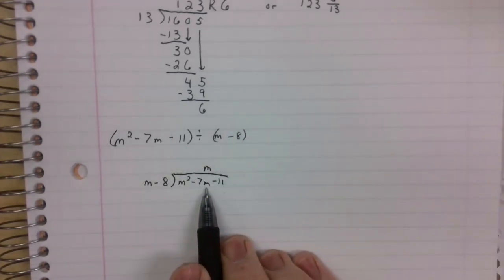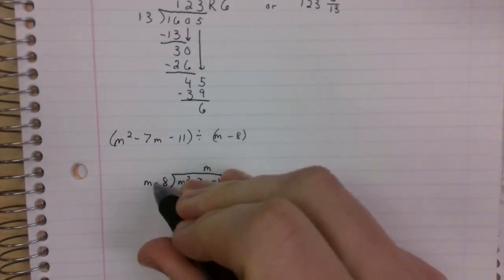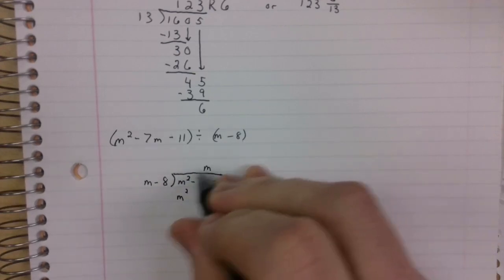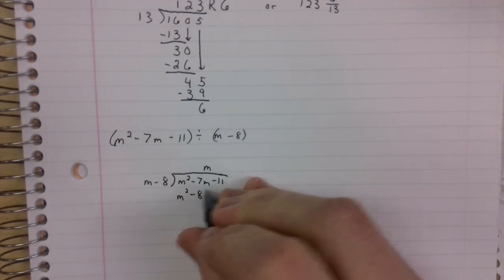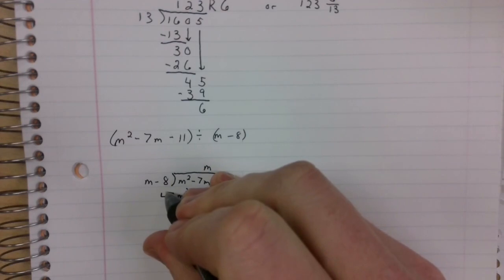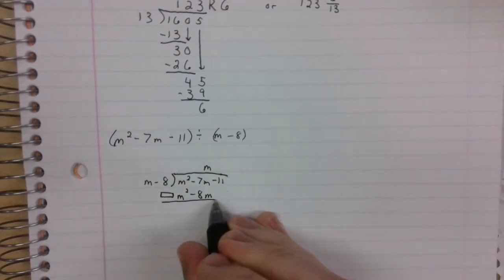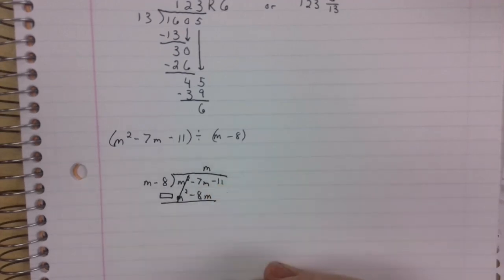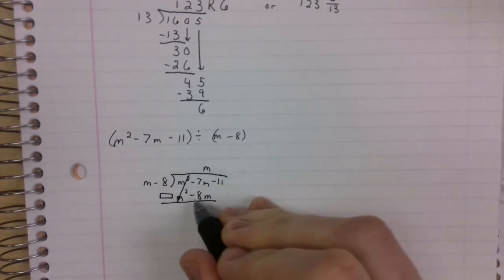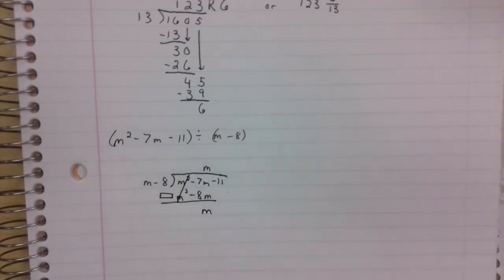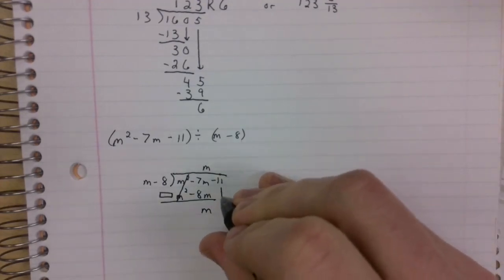Now notice here I put it above the 7m because they're the same degree, right? So we multiply m times m minus 8. M times m gives me m squared. M times negative 8 gives me negative 8m. Now I like to put a comically large subtraction symbol out here so I make sure I remember that I'm subtracting. So I get here m squared minus m squared. It cancels. Negative 7m minus negative 8m, that's negative 7m plus 8m, so that's just m. And then I bring down the next term, minus 11.